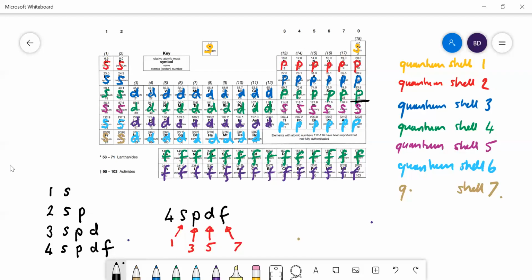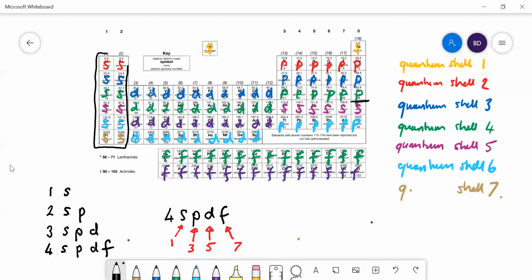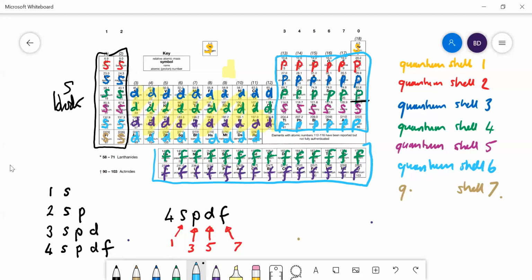Right, so you can see this is where the names come from. This block here is called the S block, because that's the last shell to be filled. This block here is called the D block. And obviously this bit here is called the P block. And all these radioactive ones that we don't really know much about, they're the F block elements. Okay, so that's probably all we're going to do on atomic orbitals for the moment.